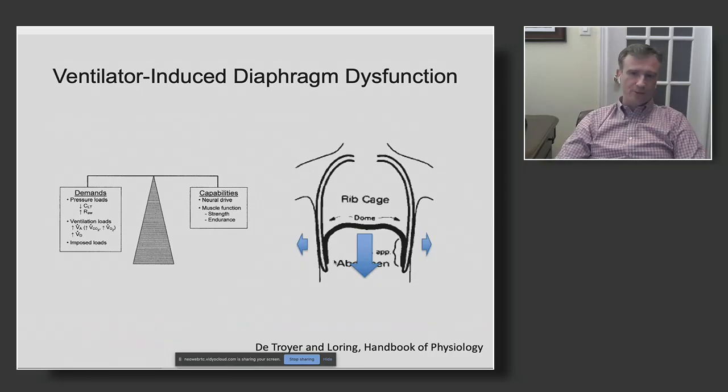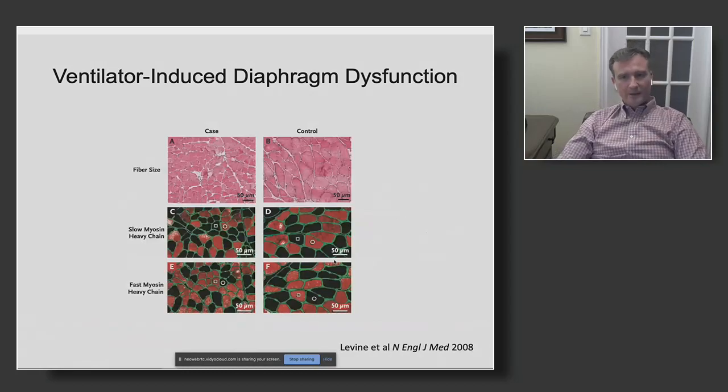Whether you develop respiratory failure is basically a function of the demand placed on the system, shown here on the left, versus the capabilities of that system, as largely defined by the strength and endurance of the respiratory muscles. If you have diaphragm dysfunction, you're much more likely to have difficulties getting off the ventilator. And it turns out that many patients on mechanical ventilation develop significant diaphragm weakness. This has been nicely demonstrated in many studies.